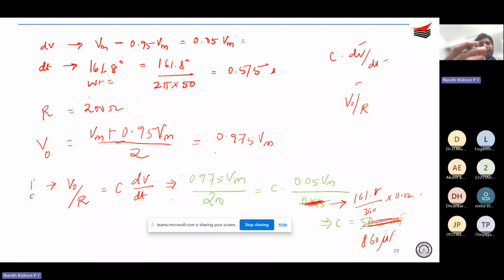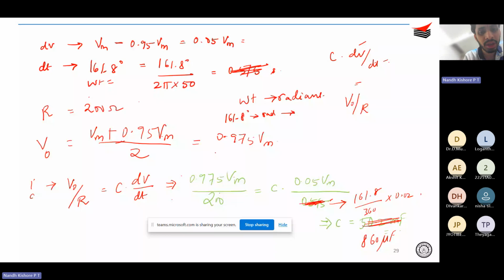Yeah, and one more thing: this is in degrees, right? This is in degrees, but omega t is a quantity in radians. So first 161.8 needs to be converted to radians, and then only you can write omega t equal to this much radians. Therefore, t is equal to this much radians by omega. You got it, right?